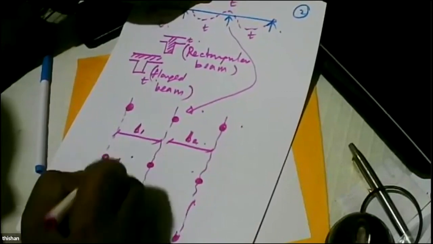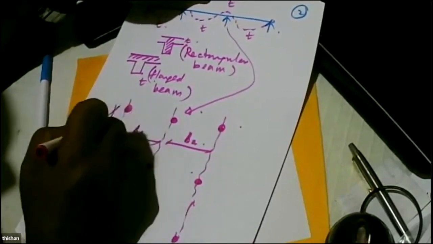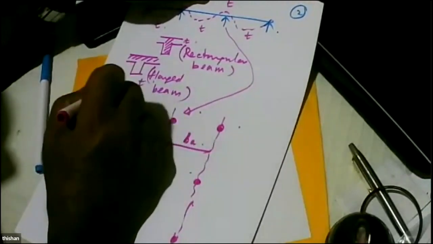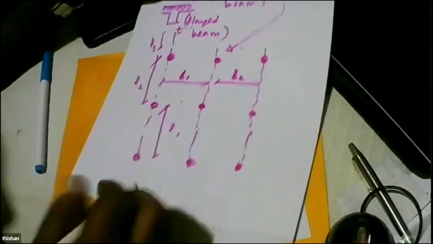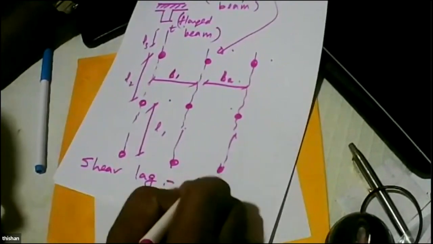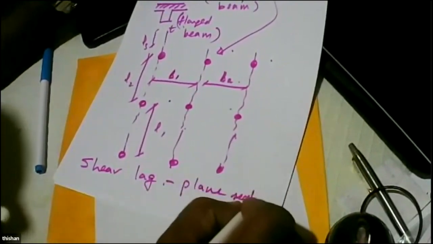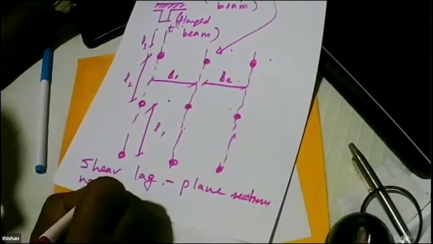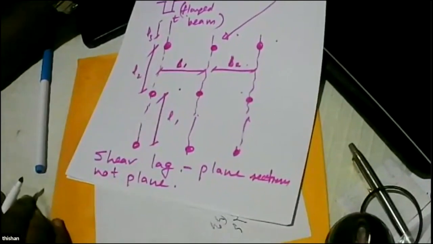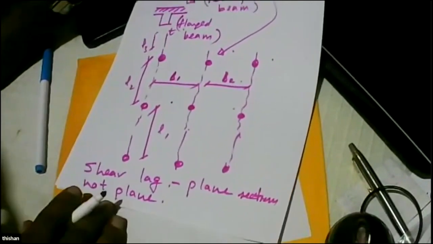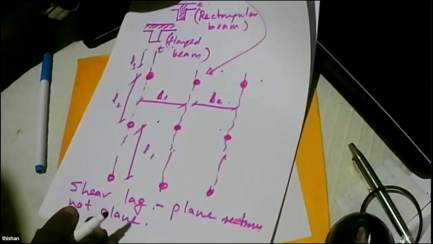So these are L1, L2, L3. Now what happens is we have an effect called shear lag, and shear lag makes plane sections not plane. Plane sections not plane. What do you mean by that? What is the meaning of that?